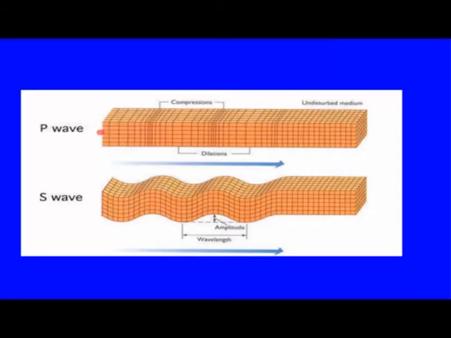Now, when an earthquake occurs, there is one wave called the P wave. P wave means compression, like this. S wave you can consider as something wavy, and it has a separate wavelength and amplitude. So this is your P wave and this is your S wave. Both waves are generated at the time of the earthquake, and they travel.